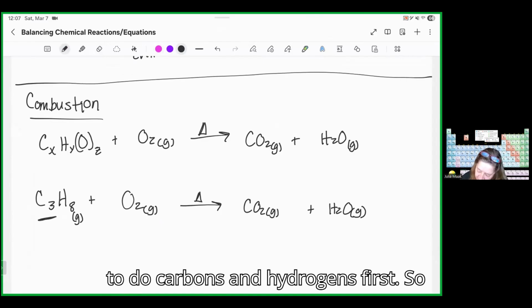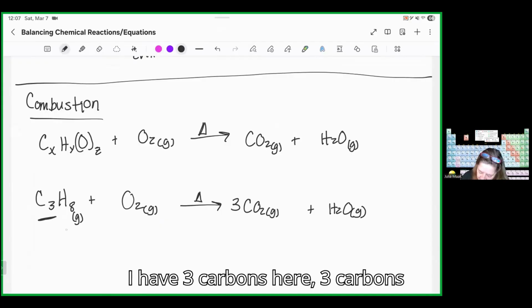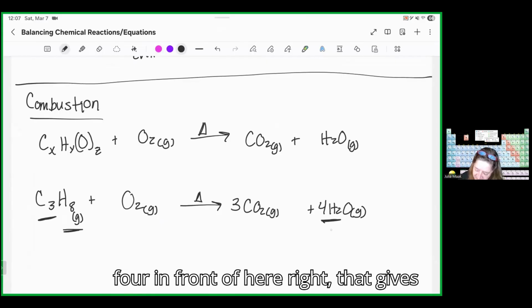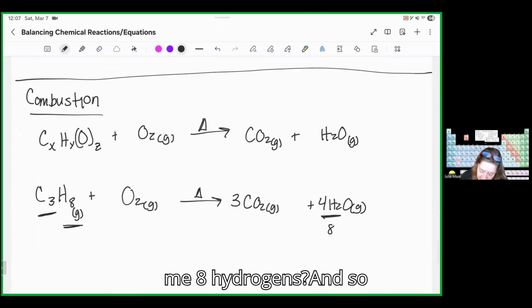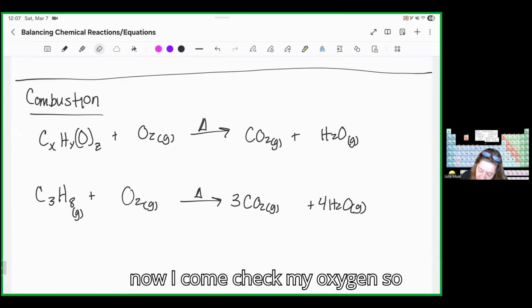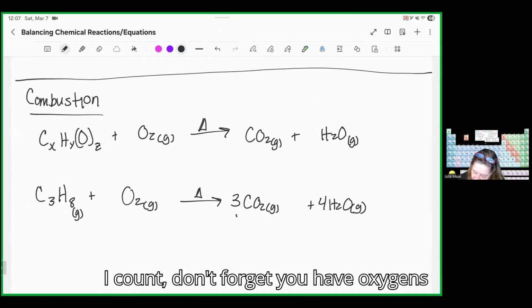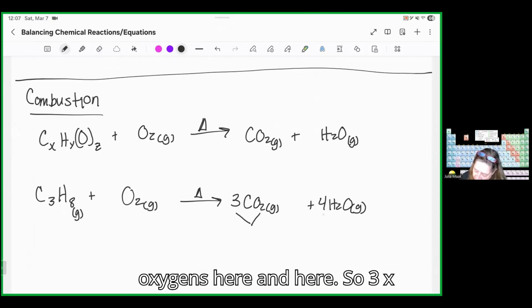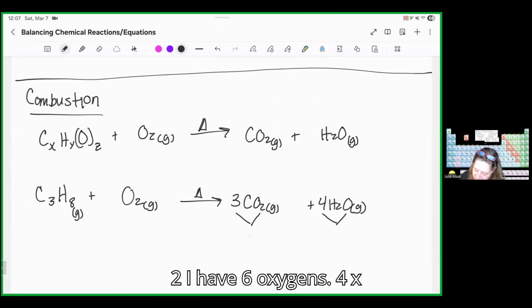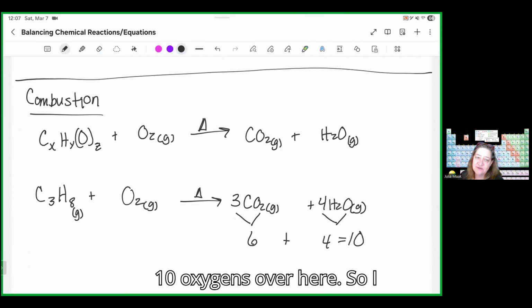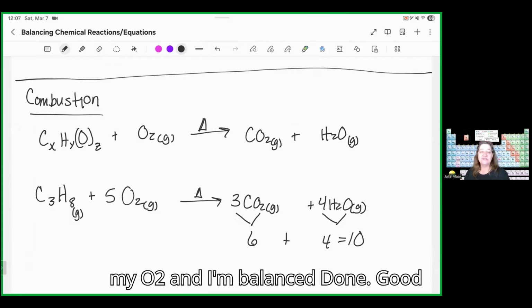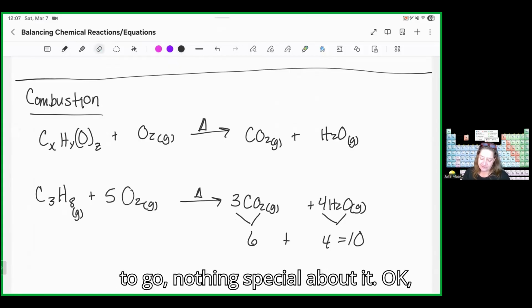So I have 3 carbons here, 3 carbons here. 8 hydrogens, so if I put a 4 in front of here, that gives me 8 hydrogens. Now I come check my oxygens. Don't forget, you have oxygens in 2 places over here, here and here. So 3 times 2, I have 6 oxygens. 4 times 1, I have 4, so I have 10 oxygens over here. So I can just put a 5 in front of my O2, and I'm balanced. Done, good to go. Nothing special about it.